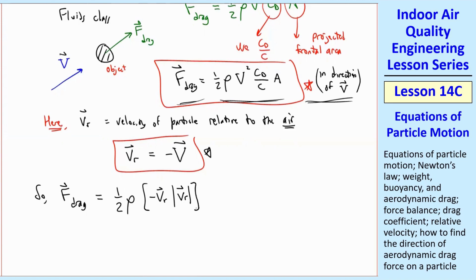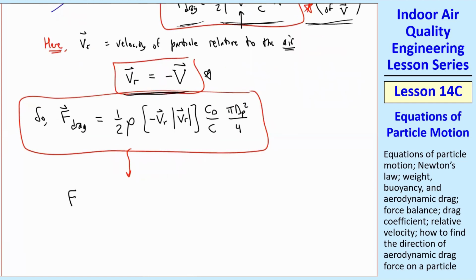And this grouping gives us a magnitude V squared, which is what we want up here in our equation. And it gives us the correct direction, which is in the direction of minus V. So again, that's just a clever way to use VR instead of V. And then we have our CD over C, and then our area, we're going to assume spherical particles. So again, that's pi dp squared over 4.